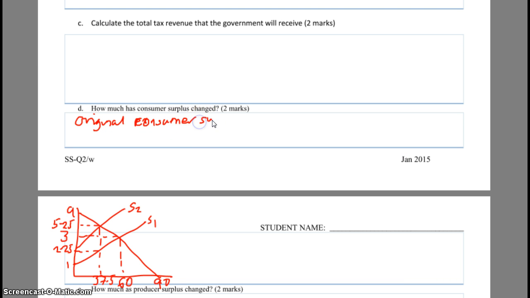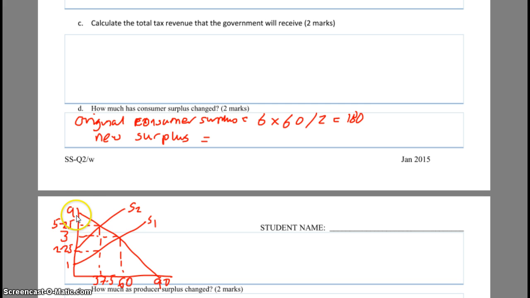So original consumer surplus then is going to be this triangle here. Okay, so the difference between 3 and 9 is 6, so 6 times the original quantity of 60, divided by 2 equals 180. Then we need to work out the new surplus. Okay, and the new consumer surplus is this triangle here. Again, not to scale, but it gives us what we need in terms of what to work out.